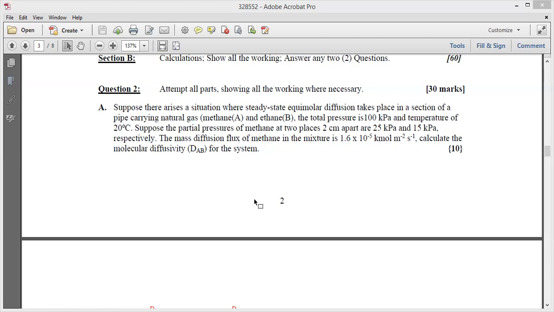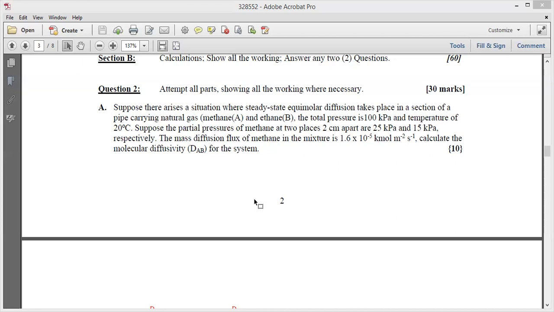Okay, so you're also told to say that suppose the partial pressures for methane at two places that are 2 centimeters apart are 25 kilopascals and 15 kilopascals. I hope you know what kilo means. Okay, so if you convert 25 kilopascals to pascals, how many pascals is that? It will be 25,000 pascals, Doc. Yes, exactly. 25,000 pascals and 15,000 pascals, respectively.